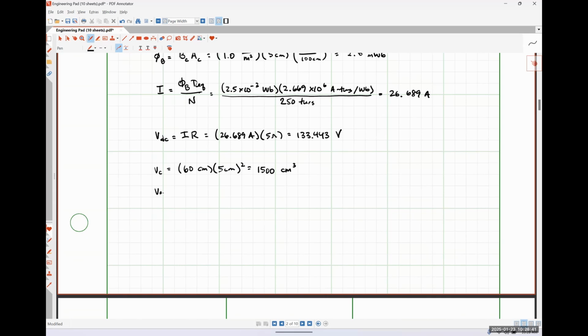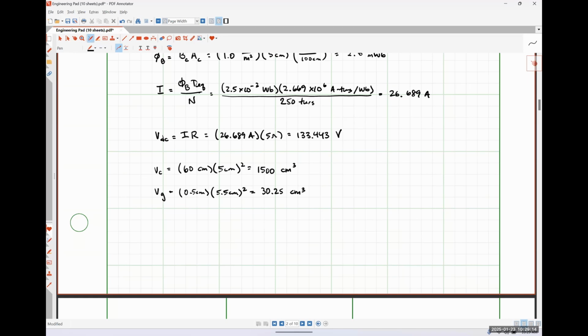Very similarly, I'm going to write VG, not VAG. The volume of our air gap is going to be the length of the air gap times the area of the air gap. So this is going to be 0.5 centimeter multiplied by 5.5 centimeters quantity squared. And that comes out to be 30.25 centimeters cubed.